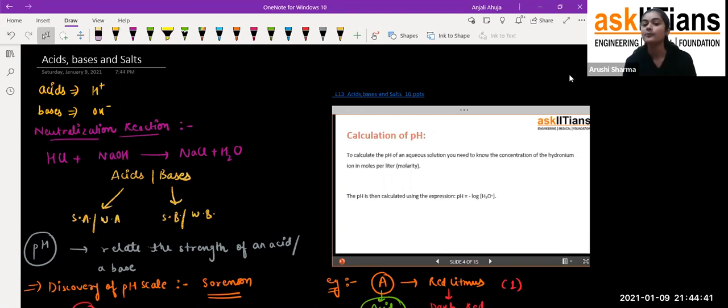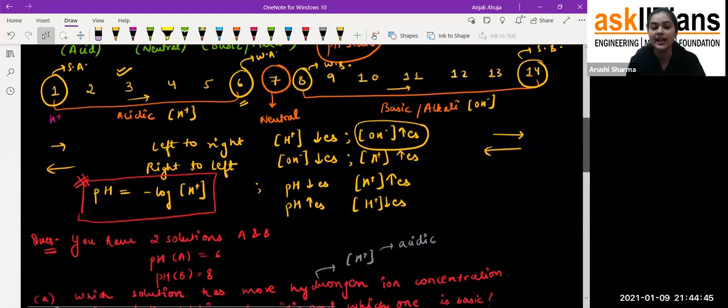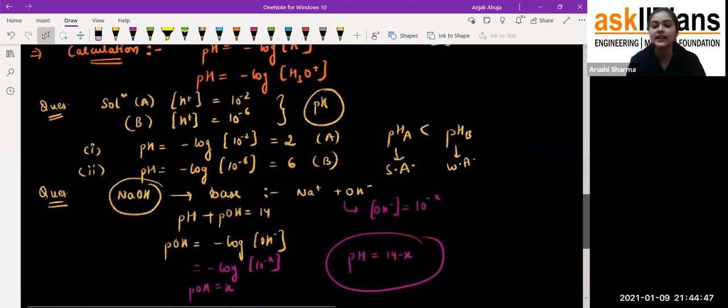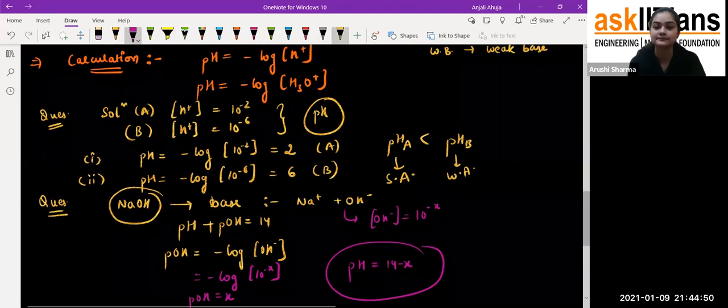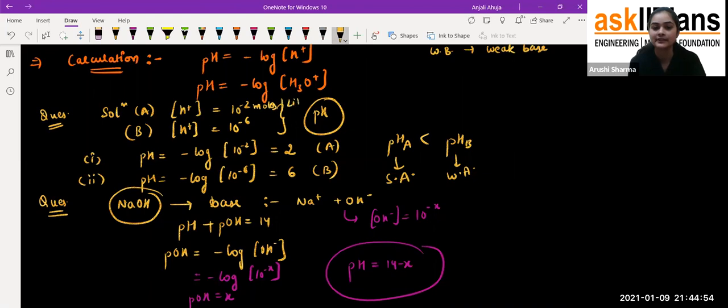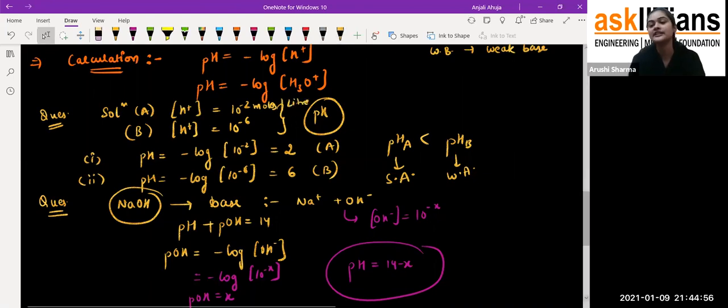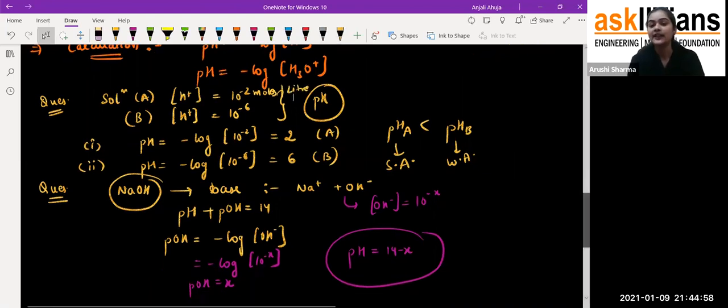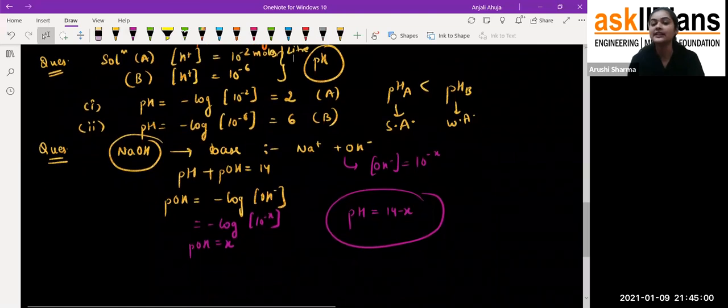And we have completed the calculation of the pH also, that it's the concentration of the hydronium ion in moles per liter. The concentration which I have written here, they all are in moles per liter. The concentration is always moles per liter, and that's how we have seen how we calculate the pH for the base. The pH for the base is 14 minus x, where x is the concentration of the OH negative ion.